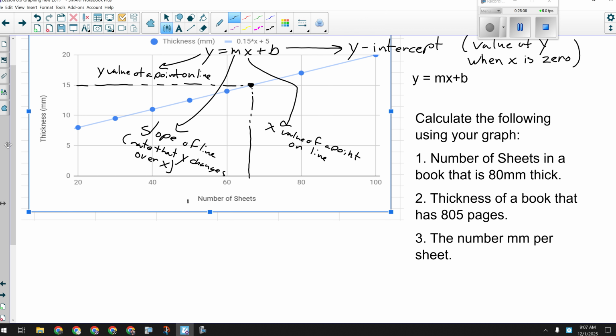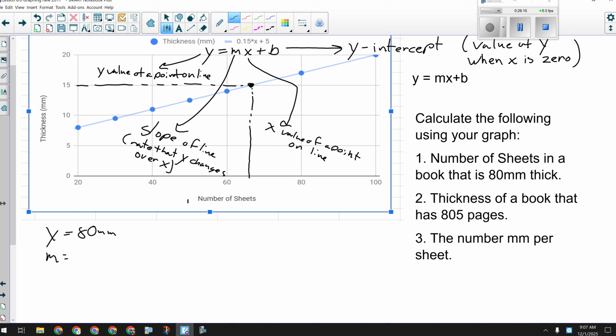So it told me, here's a y value. The equation told me what m and b are, and it always does. Your equation will always tell you what slope and y-intercept are, and then you can use it to calculate either y or x if you're given the other. So in this case, we're given y and being asked to calculate x. So we're told it's this thick. How many pages does it have? So basically, we're told in question number 1 that y is 80 millimeters.